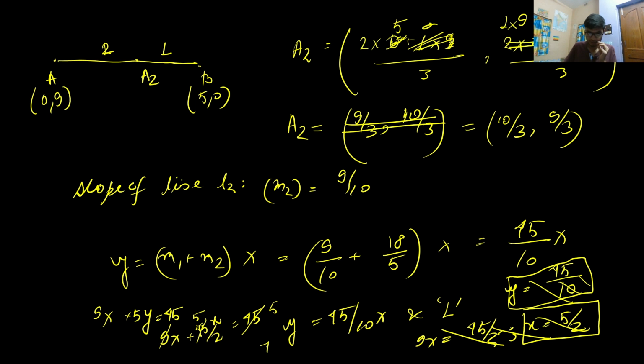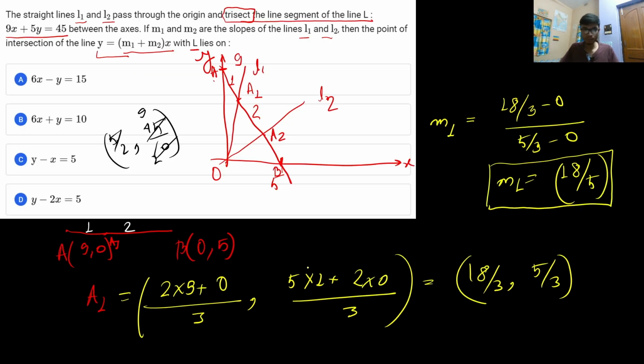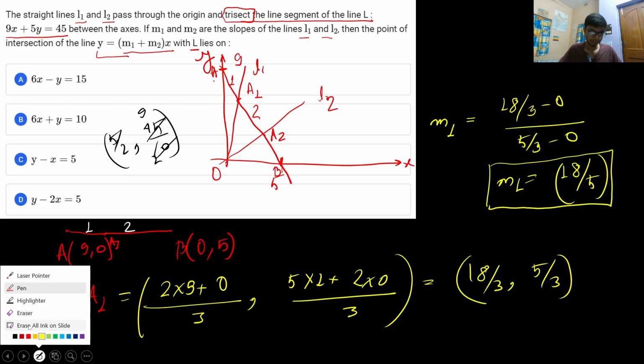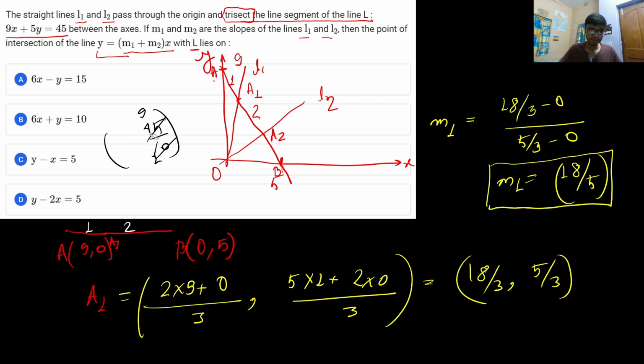So this will give you 7x by 2 is equal to 5. So from here, x is equal to 10 by 7, and if you put x is equal to 10 by 7, you get the value of y as 45 by 7. So the coordinates are 10 by 7 and 45 by 7. From here, the only equation which satisfies is basically option number C.